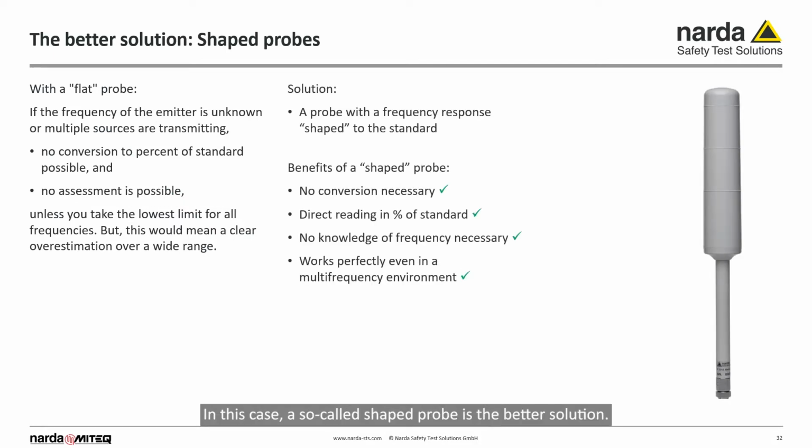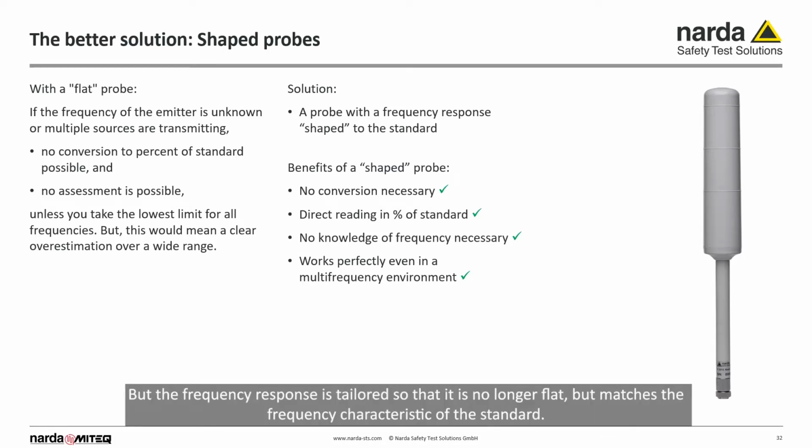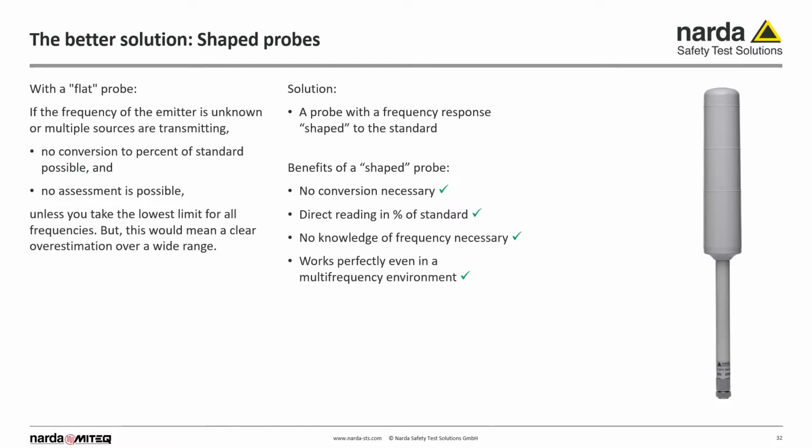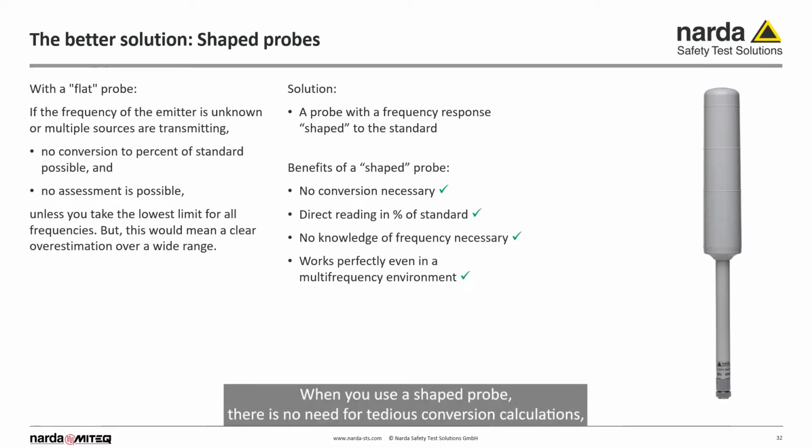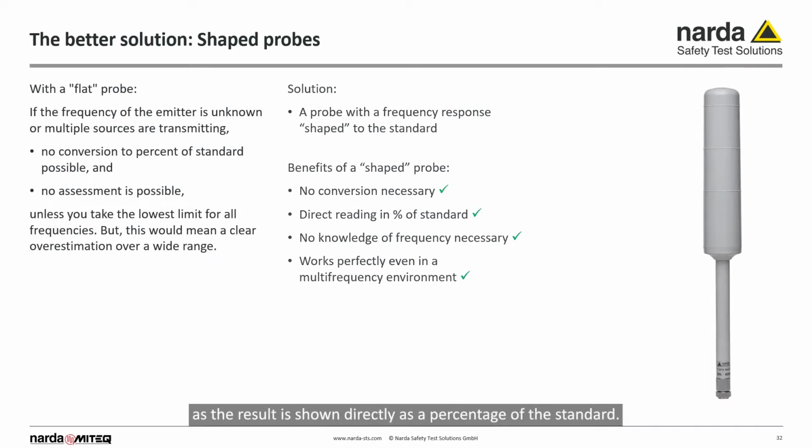In this case, a so-called shape probe is a better solution. It too is a broadband probe, and so does not know the frequency. But the frequency response is tailored, so that it is no longer flat but matches the frequency characteristic of the standard. When you use a shape probe, there is no need for tedious conversion calculation, as the result is shown directly as a percentage of the standard.